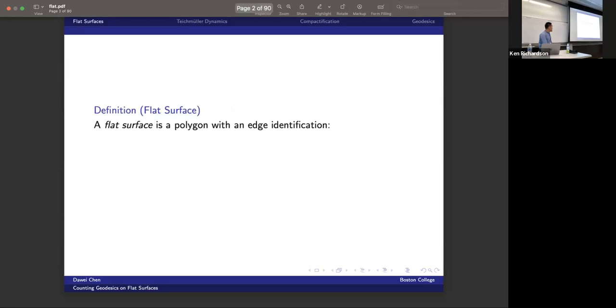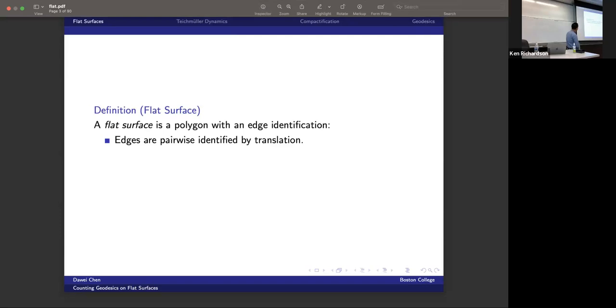So I want to get started by introducing flat surfaces. It is a surface that can be realized as a polygon with a certain edge identification process. The edges of the polygon are required to be grouped in pairs so that each two edges in a pair are identified parallelly by translation. I'm going to show you some pictures soon. And moreover, after this edge identification, some of the vertices of the polygon will be identified together at some special point. And we require, moreover, the angle at every point after gluing to be an integer multiple of 2 pi.